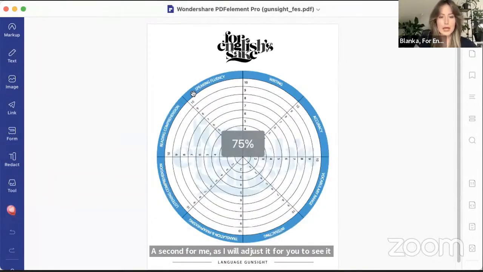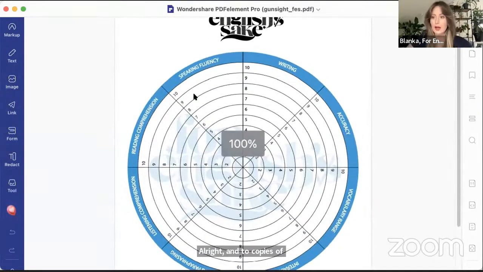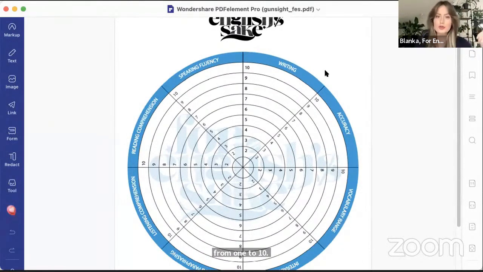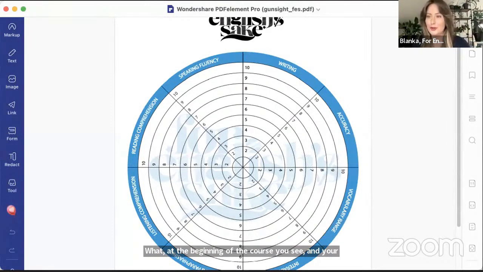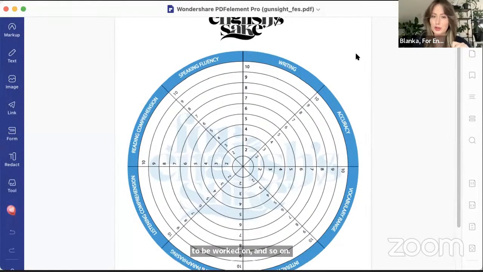And with 2 copies of these, you mark your thoughts from 1 to 10, what you see at the beginning of the course, and your student does the same, because after some time, and your written contract, you can get back to this needs analysis and language analysis and reflect together on what has changed, what still needs to be worked on, and so on. So that's one of my solutions for you.